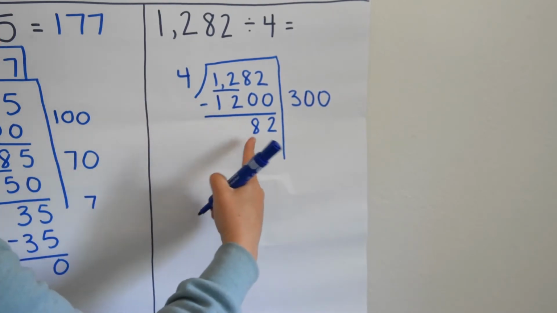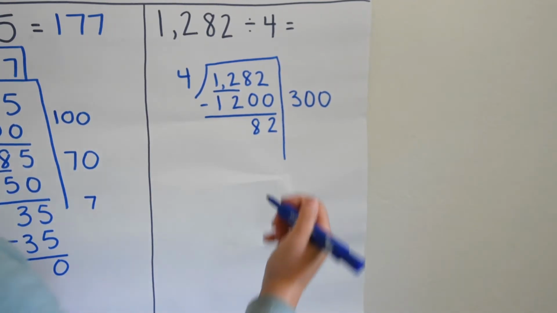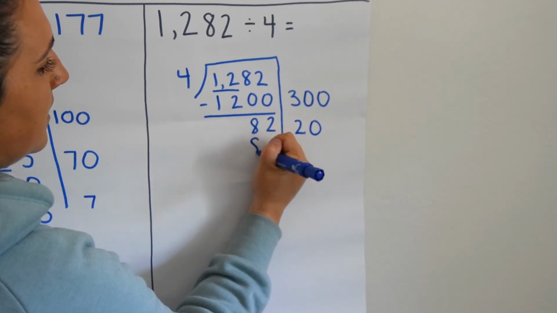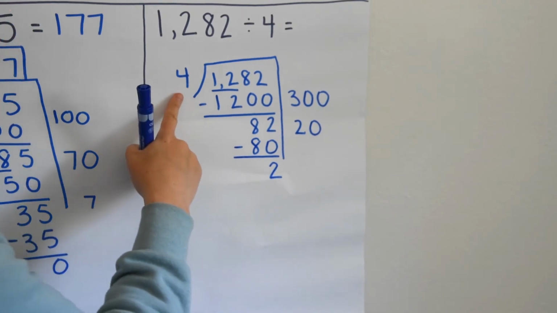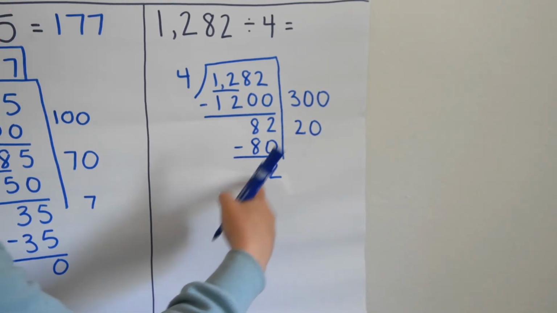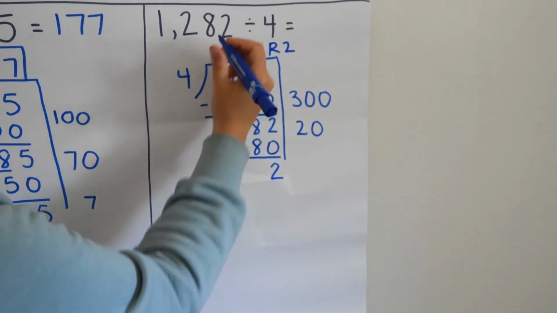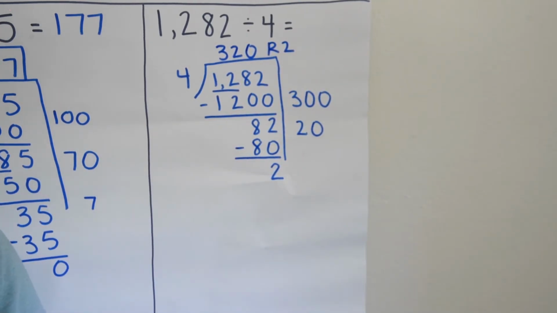So now, 4 going into 82. I know that 4 times 2 is 8. So if I multiply 4 times 20, that's going to give me 80. And I have 2 left over. Now, 4 can no longer go into 2. So that tells me I have a remainder of 2. When I add these up, I have 320 remainder 2 as my quotient.